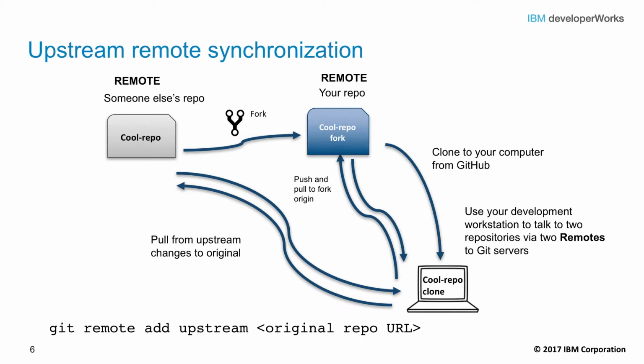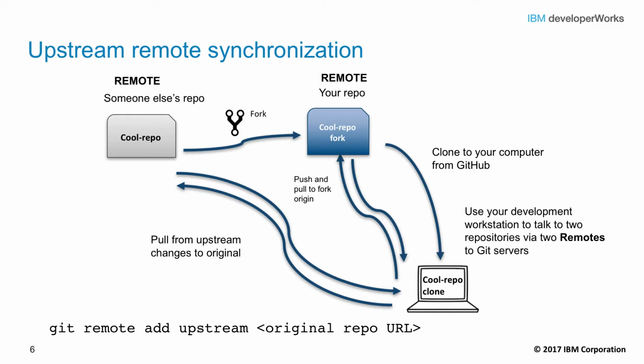But what happens if the original cool repo adds a feature that you want to have available locally? Since you've already made some changes, you can't just remove your fork of the cool repo and start over. Instead, you can define a second remote on your development system. This one is set as an upstream using git remote add upstream. This allows you to pull updates from the original repository and merge them to your local workspace. Once merged locally, you can push to the cool repo fork.